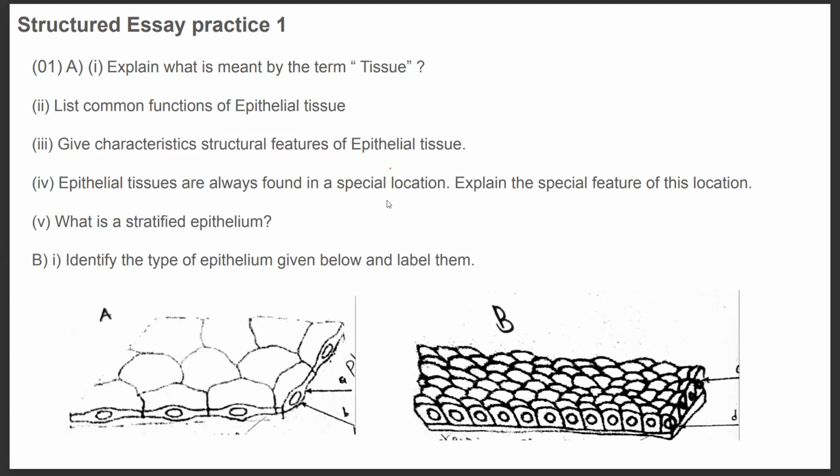Then epithelial tissues are always found in a special location. Explain the special feature of this location. Now they are found on external or internal free surfaces. They cover external and internal free surfaces. Right? They line internal and external free surfaces of organs, for secretion of sweat, mucus, and absorption of nutrients, and also protection. So here, your answer should include that epithelial tissue covers free internal and external surfaces of organs.